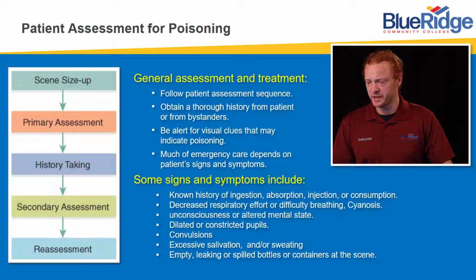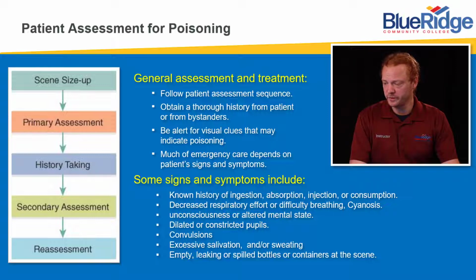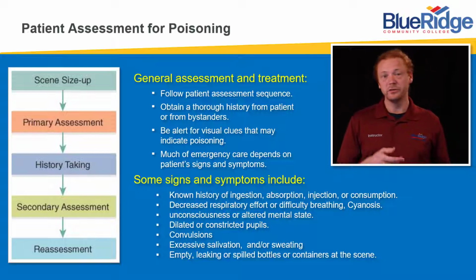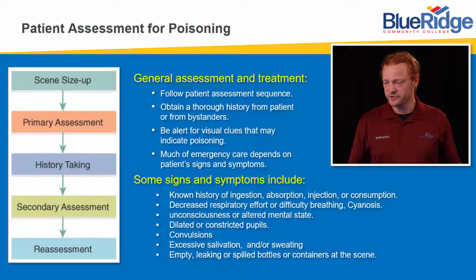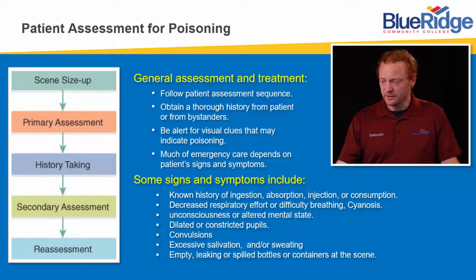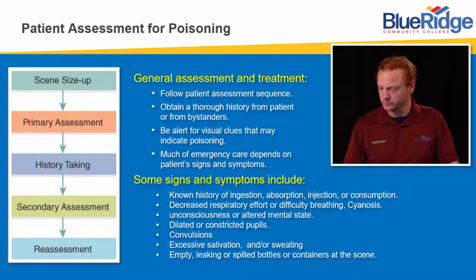Much of emergency care depends on the patient's signs and symptoms. Some signs and symptoms include knowing the history of the poisoning, how they got poisoned, decreased respiratory effort and difficulty breathing or cyanosis around the lips, unconsciousness or altered mental status, dilated or constricted pupils, convulsions or seizure-like activity, excessive salivation and/or sweating, and then empty, leaking or spilled bottles or containers at the scene.